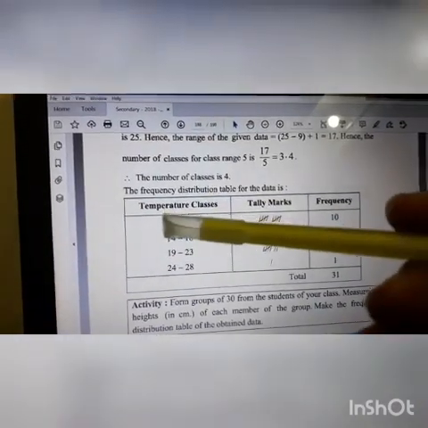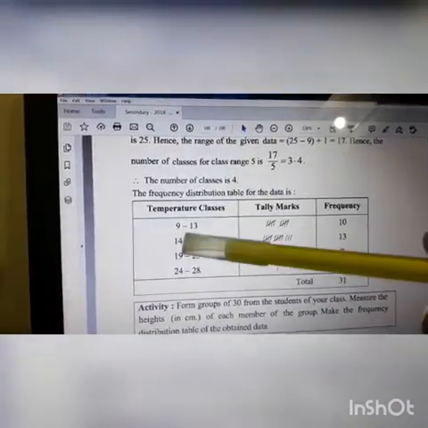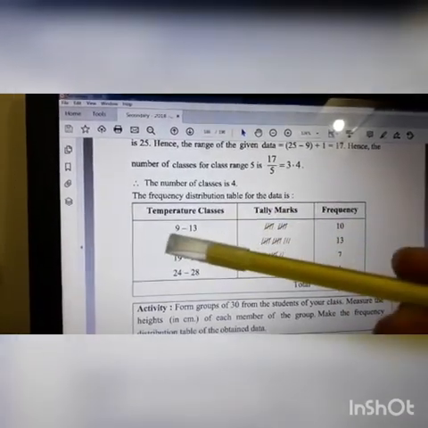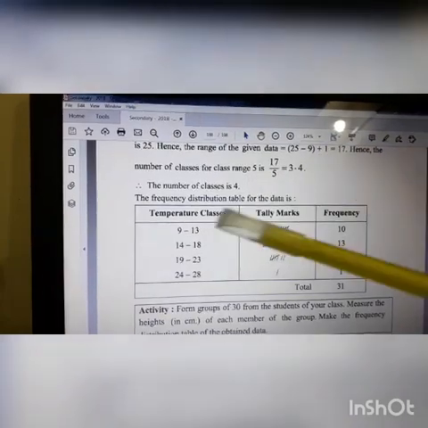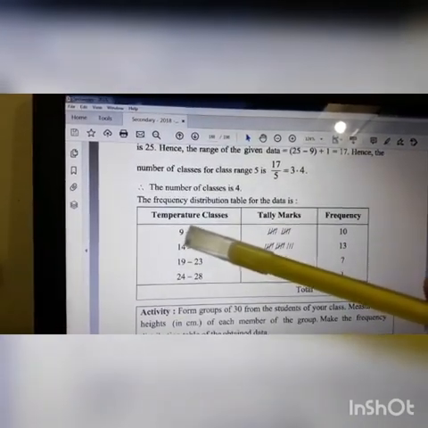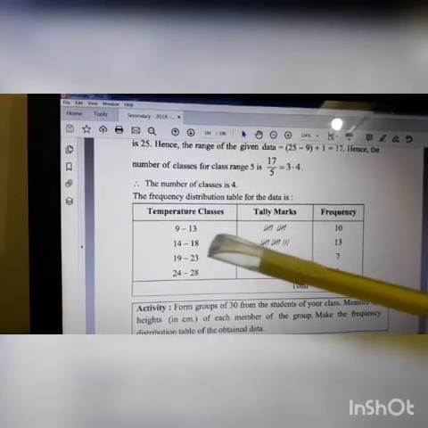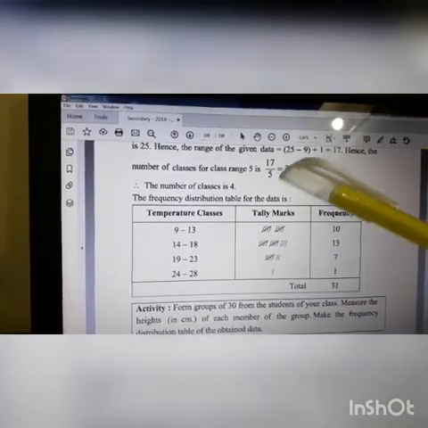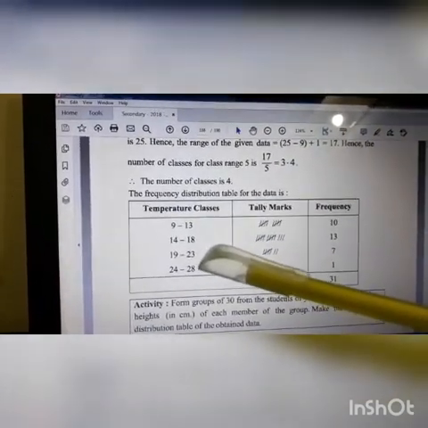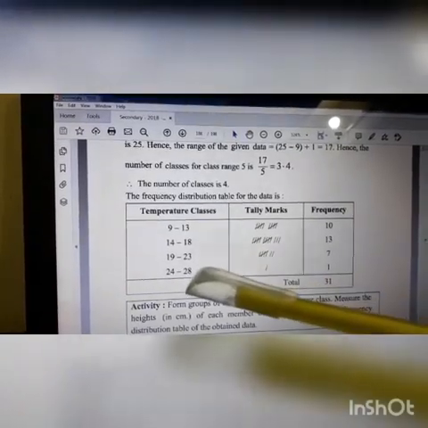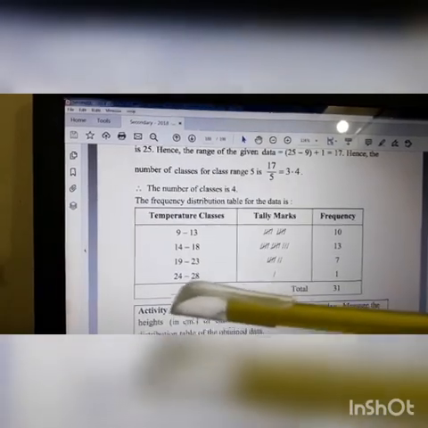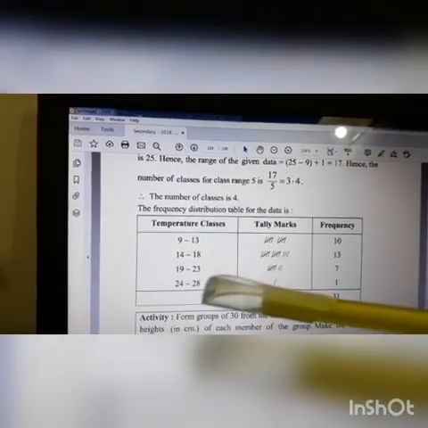Now the class interval: this is the temperature, so it is written as temperature classes. The lowest value is 9 and the class interval is 5. So the first class starts from 9 and goes up to 13, the second class is 14 to 18, the third class is 19 to 23, and the fourth class is 24 to 28. Since the highest value is 25, the class is completed at 28, and we need not make a new class.